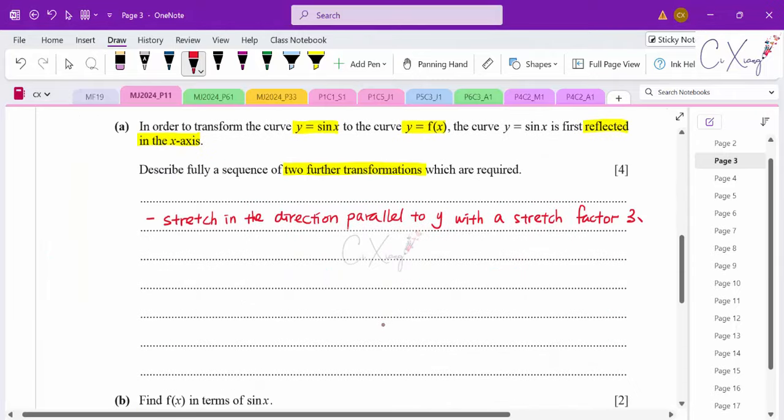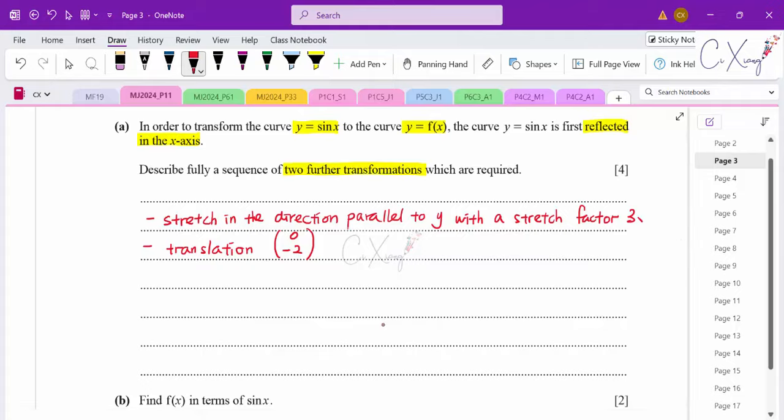Therefore, the second transformation will be a translation. What is the translation here? With the vector (0, -2), that means you are shifting it 2 units downward. So these are the 2 further transformations applied to our graph from sine x to f(x).